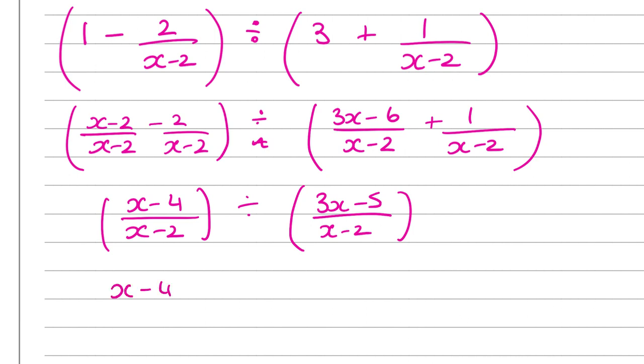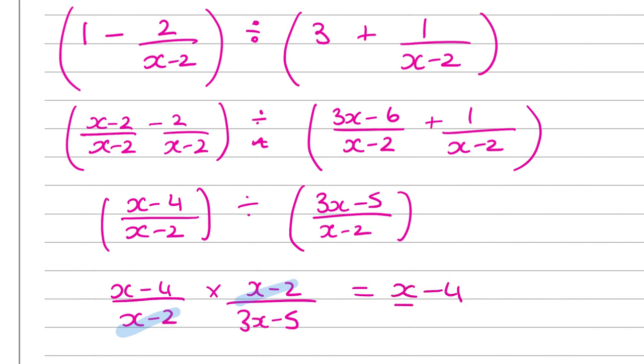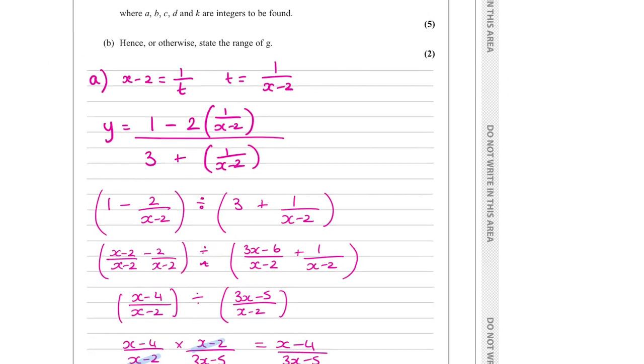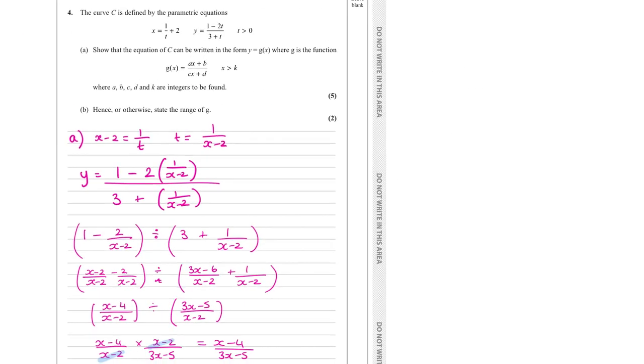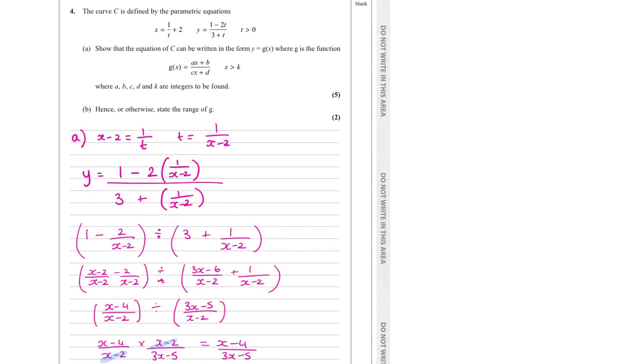So we're going to get x minus 4 over x minus 2 multiplied by x minus 2 over 3x minus 5. Now, I know what you're thinking. We have a common factor of x minus 2. So that means we have x minus 4 over 3x minus 5. There we go. Nice and easy, 5 marks. To be honest, that's not even A level. That's GCSE right there.